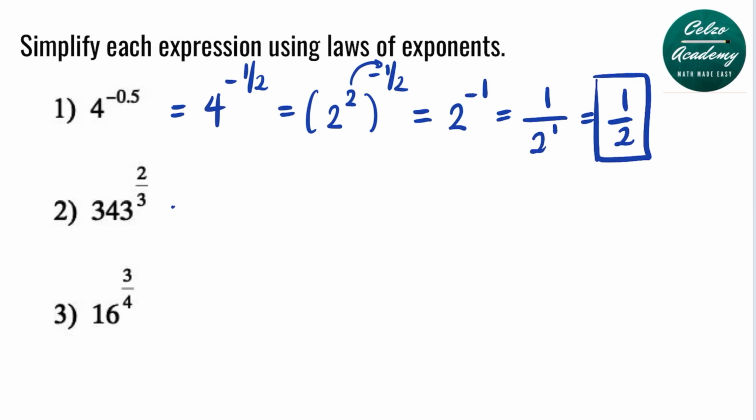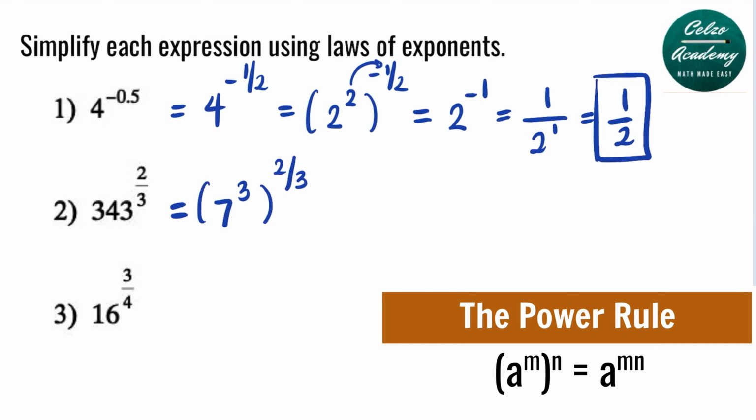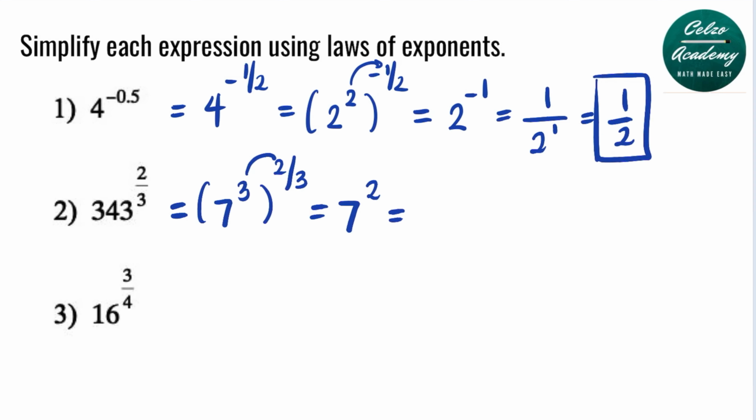Question number 2. 343 to the power of 2/3. Step 1 is to rewrite 343 using the exponent 3 or a multiple of 3. So 343 is the same thing as 7 to the third power. Using power rule, we will keep base 7 and multiply the powers 3 and 2/3. 3 times 2 is 6. 6 divided by 3 is 2. 7 squared means 7 times 7, so the answer for number 2 is 49.